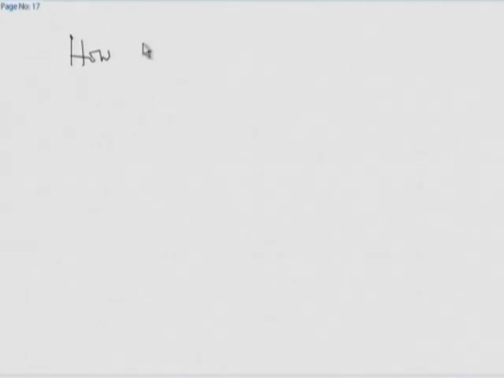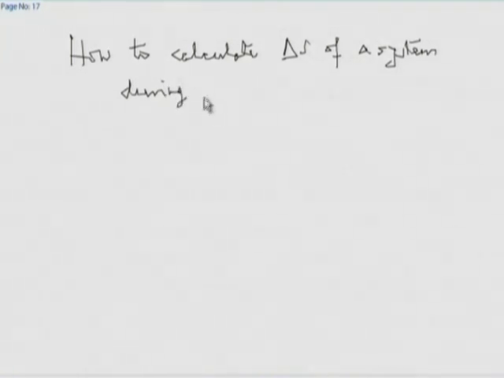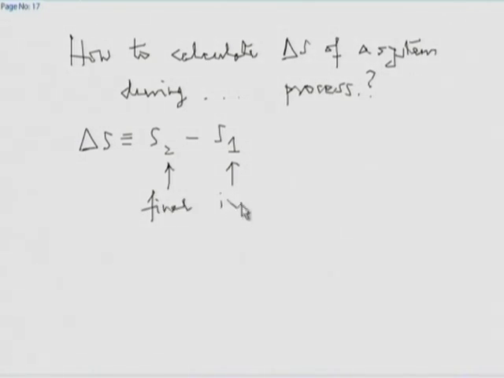I think there is a common confusion here. Never ask how to calculate delta S of a system during a so-and-so process. This is meaningless. Delta S is S2 minus S1, final state minus initial state. So the process doesn't matter. Forget the real process.